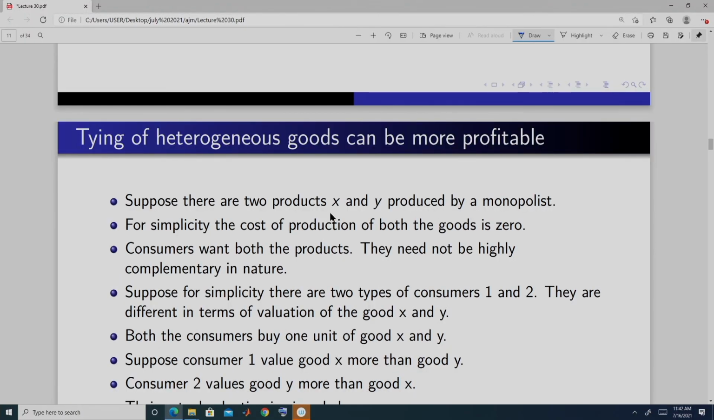Here we are assuming that the monopolist is not a single good producer, so it produces multiple products. Suppose there are two goods X and Y produced by a monopolist. For simplicity we again take the cost of production to be 0, that is, the marginal cost is 0 and there is no fixed cost. And assume for simplicity that consumers want both the products.